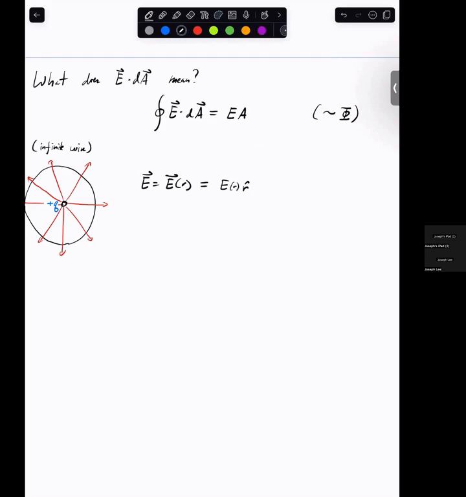And then what does dA mean? Formally, if we take an infinitesimal surface, then dA will characterize the surface by being a vector that is normal to the surface. So dA points in the direction of a normal vector to the surface.